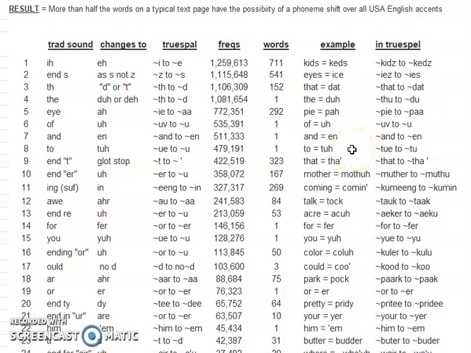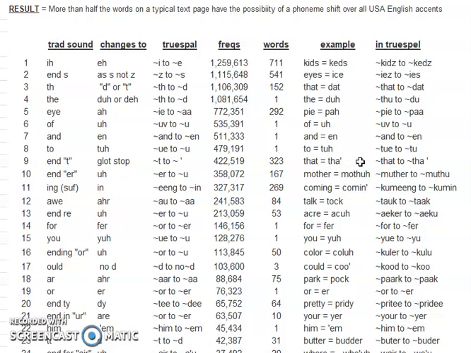To goes to ta. Give it to me. Give it to me. That is a dropped ending t. Very, very common. That goes to tha. And this is a very common thing in regular speech.